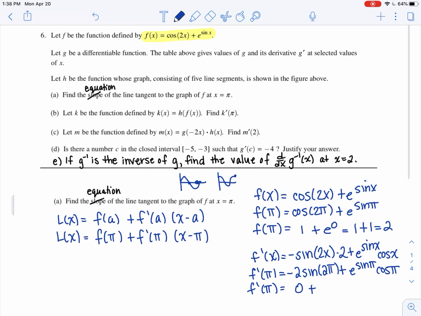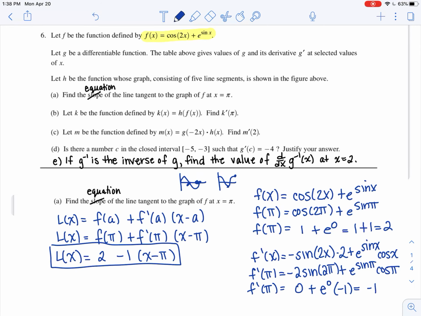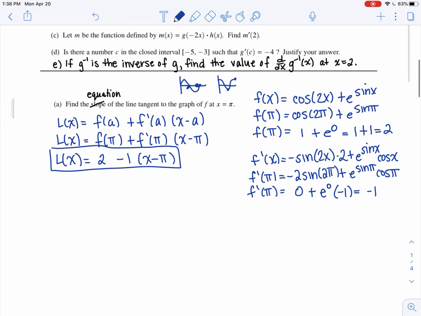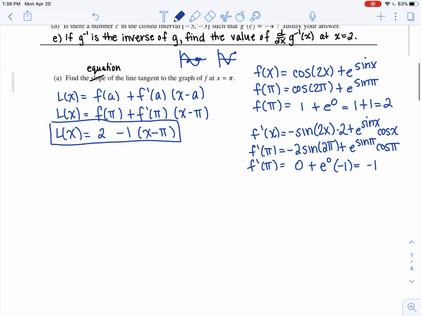E to the sine of pi would be e to the 0 as well, because that's the middle of that curve. And then cosine of pi, the middle of the cosine curve, is actually negative 1. So when you clean all that up, that comes out to be negative 1. So when you go back, your actual equation of your line tangent would be f of pi, which is 2, minus 1 times x minus pi. Okay? Remember, you can leave it just like that. There's no need to go any further and simplify or rewrite things in any other way.